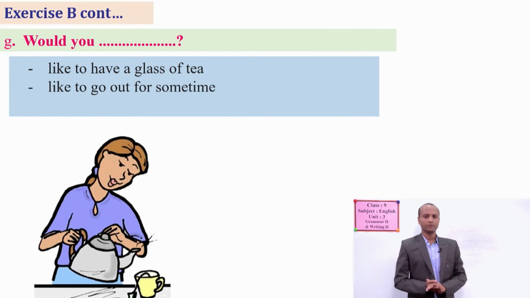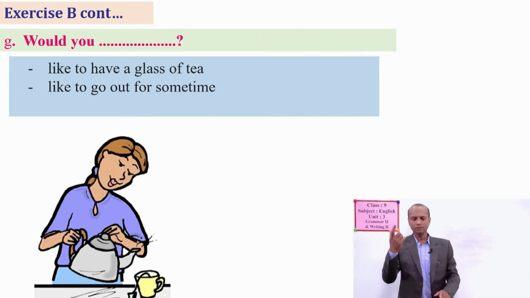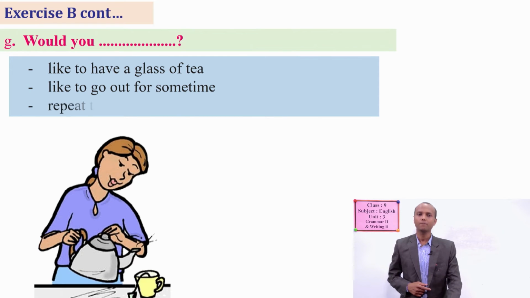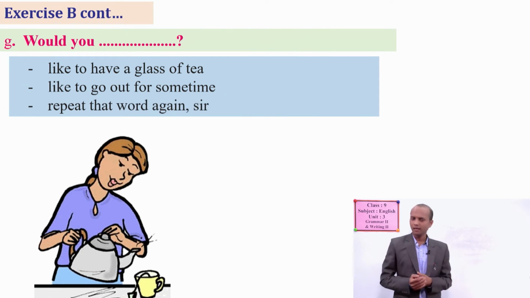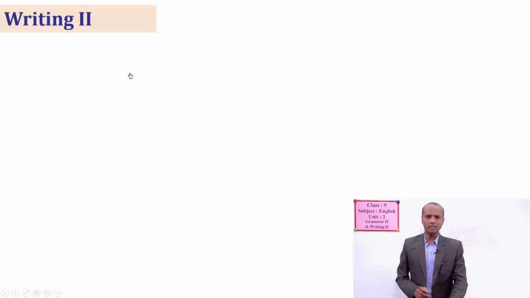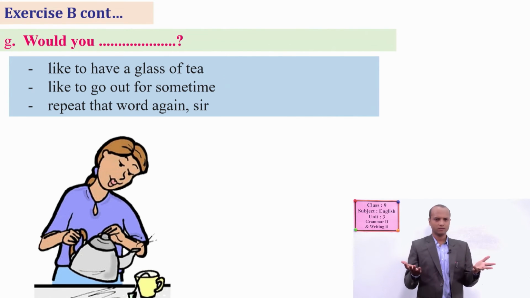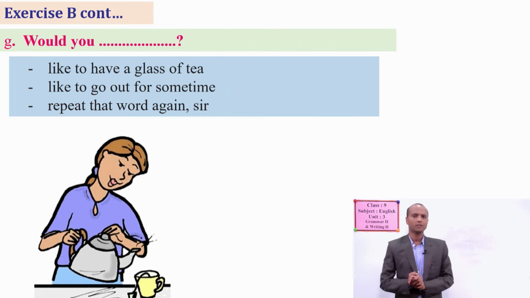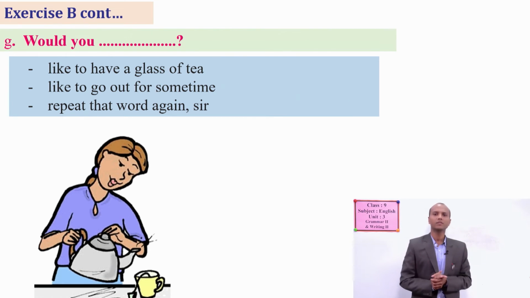Would you like to go out for some time? Or you might say, would you repeat that word again, please? Okay, you can use "like to" or the base form of the verb. Okay, so dear students, these are the activities related to grammar section.